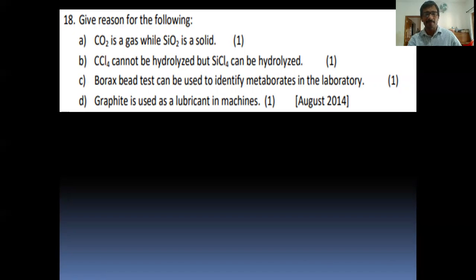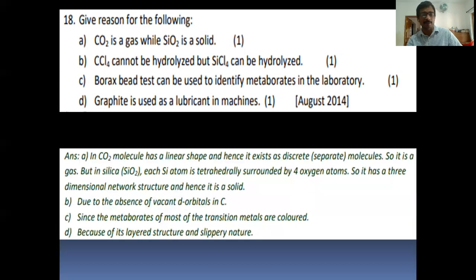The borax bead test can be used to identify metal borates in the laboratory because metaborates are colored. Graphite is used as a lubricant in machines. In graphite, carbon atoms are sp2 hybridized, so one carbon atom is bonded to three other carbon atoms. Therefore, it forms a layer-like structure. One layer can slide over the other. Therefore, it can act as a lubricant.